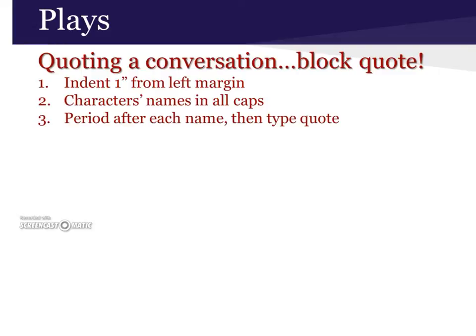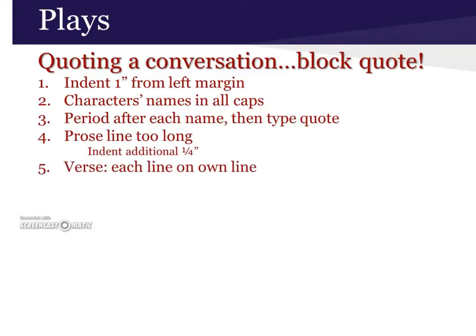If the character's line is prose, let's say you're quoting prose, and the line goes beyond the end of your typed line, you indent an additional 1/4 inch for all subsequent lines. And let's say it's a verse line and it goes too long. First of all, each line of verse that you quote in a block quote should be on its own line. But if you have one that goes really long, you're going to indent all subsequent ones an additional 1/4 inch. So all subsequent lines.